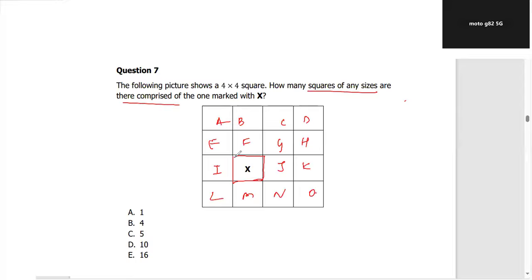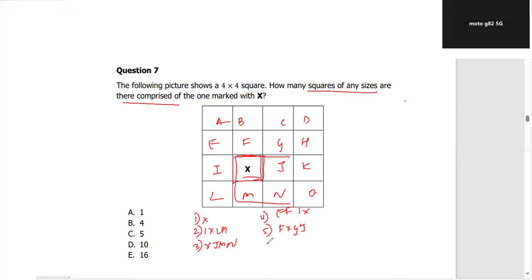So square number 1 is just X. Okay. Square number 2 is I, X, L, M. Square number 3 is X, J, M, N, like this. Okay. Then square number 4 will be E, F, I, X. Square number 5 will be F, X, G, J. Okay. So those are all 2 by 2 squares.